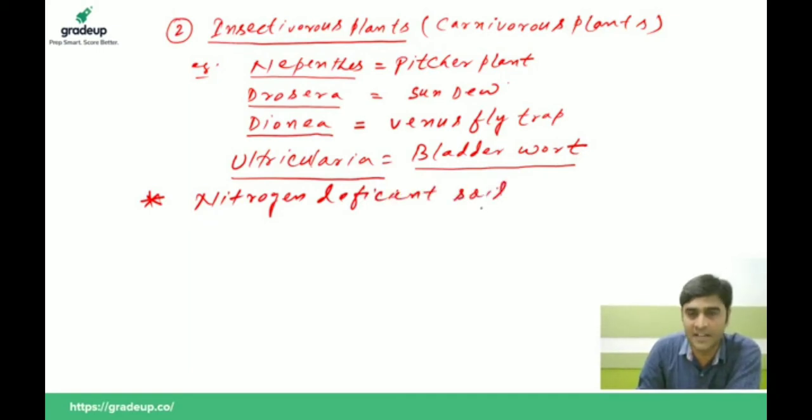So to overcome the deficiency of nitrogen, they can eat insects. So insectivorous plants grow in nitrogen deficient soil. Please remember. Clear or not? Yes, nitrogen deficient soil.